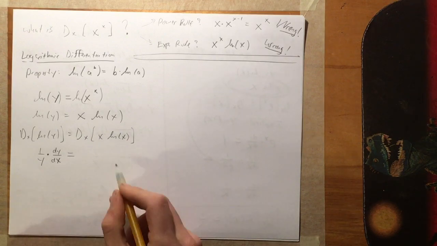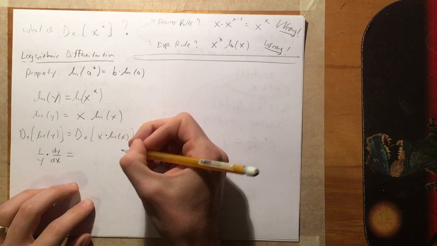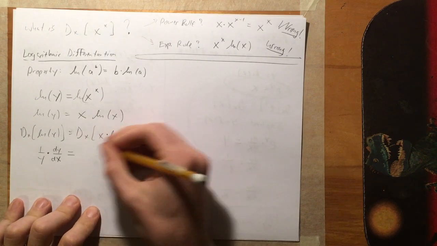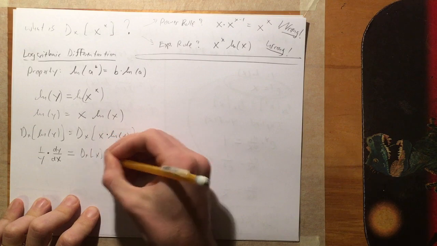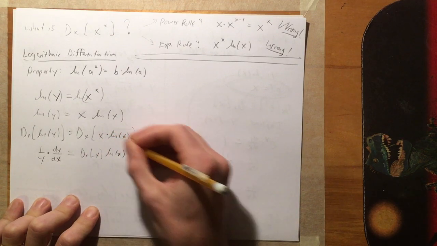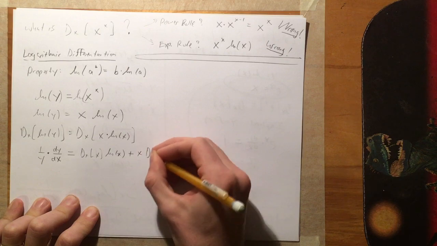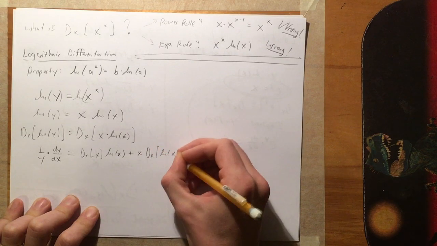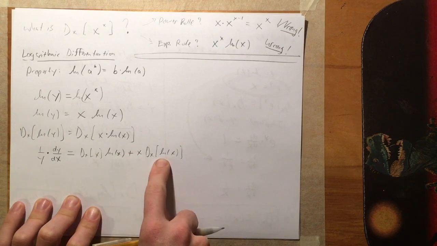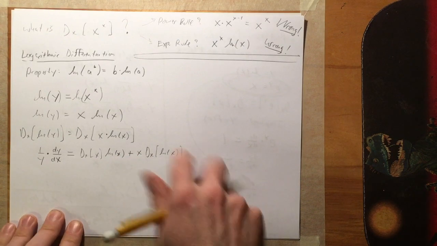So the right side is a product, x times the natural log of x. So we've got to do the product rule on that over there. So we'll do the derivative of x times the natural log of x plus x times the derivative of the natural log of x. So that's like the f prime times g plus f times g prime, product rule.